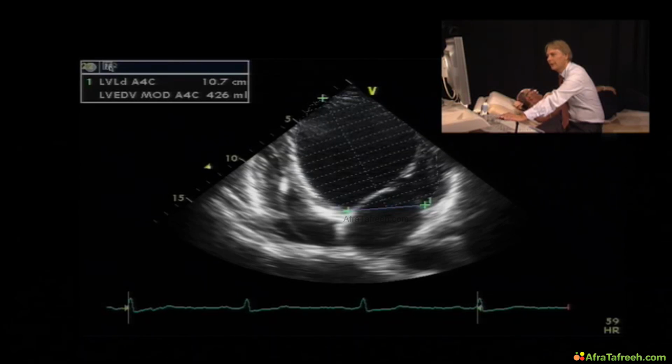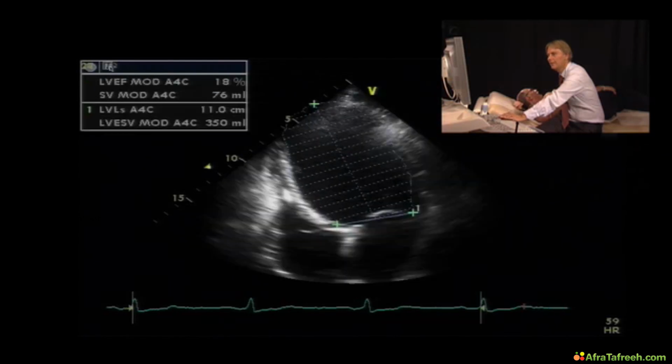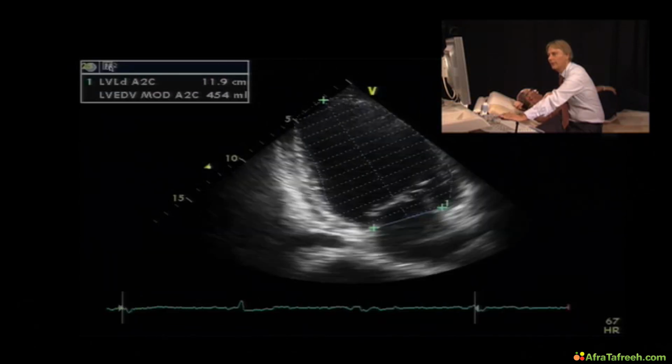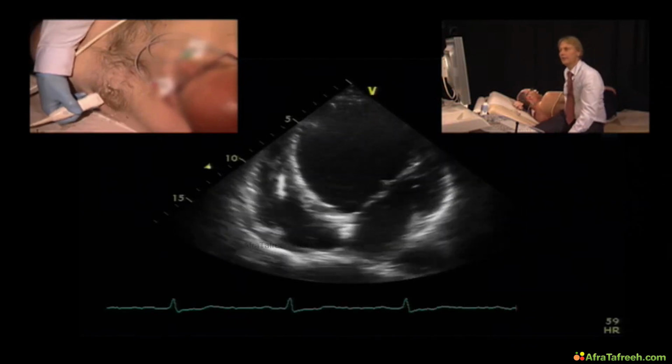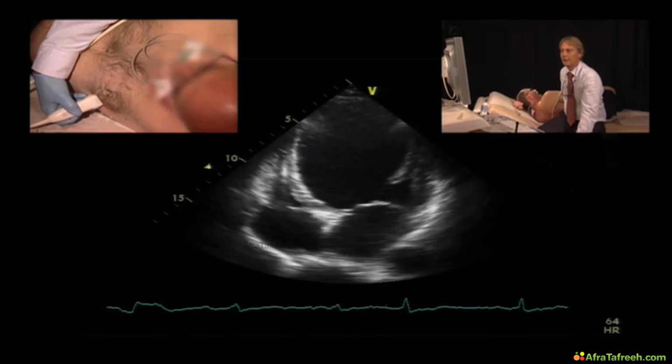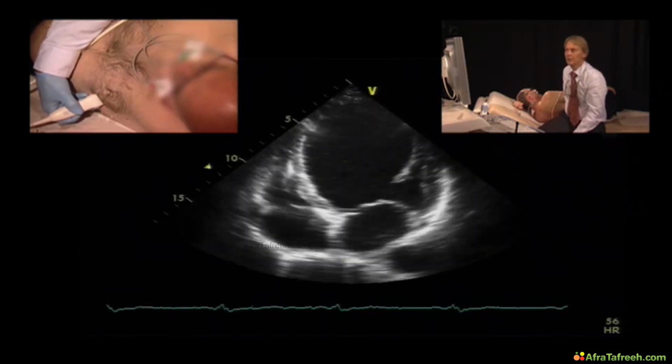Then we would repeat the measurement also in end systole and calculate the ejection fraction. But we would also perform these measurements here in the 2-chamber view, both in diastole and systole. And in this patient, we actually got an ejection fraction close to 20%, and finally an end diastolic volume of something in the range of 450 milliliters, which is significantly enlarged. So in summary, if we look at this patient, we have a very large left ventricle, and we have a significantly reduced or severely reduced left ventricular function.